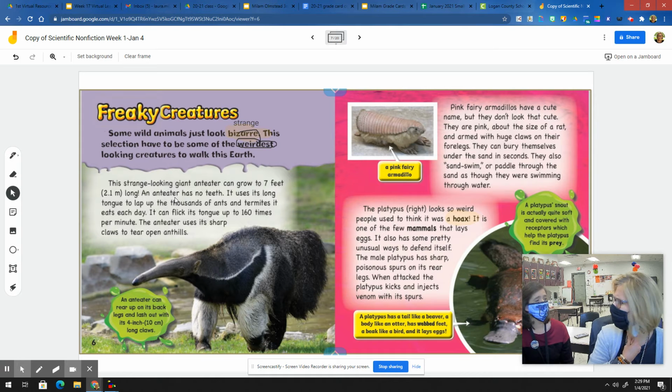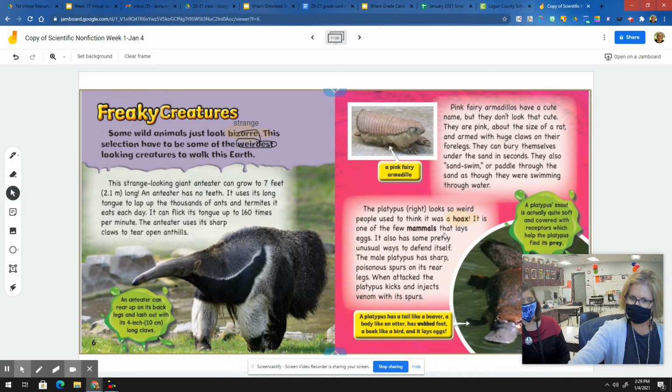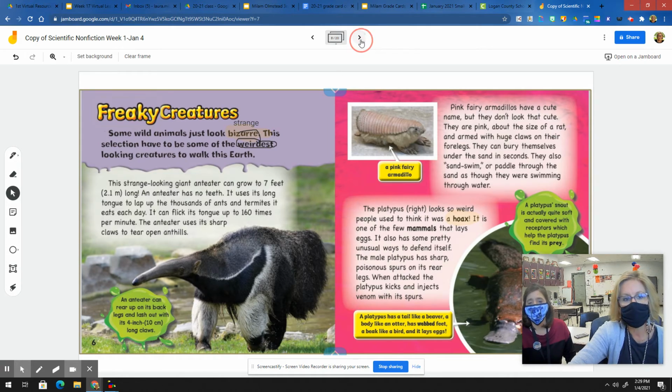Not a lot of clues. They don't give us many clues about what a hoax was, because is a hoax something like another animal or a creature? But you know what? It's bold. That author knows that's probably a hard word. So it's going to be in the glossary. If it's bold, they put it in the glossary.